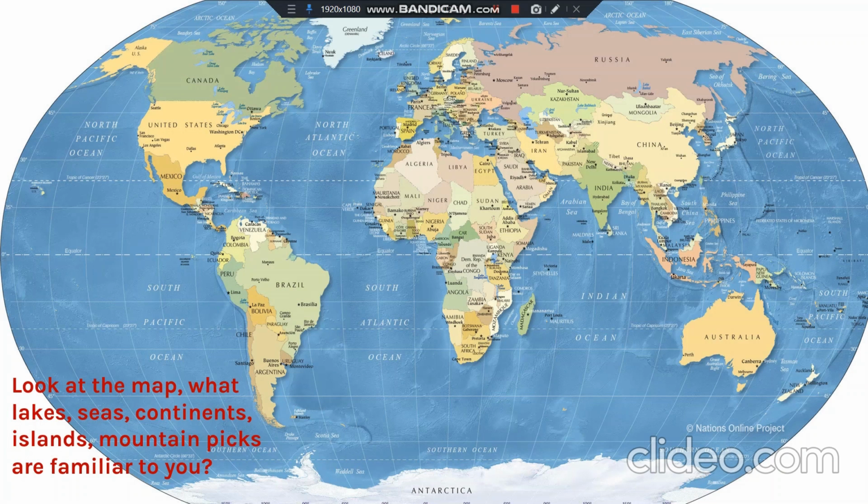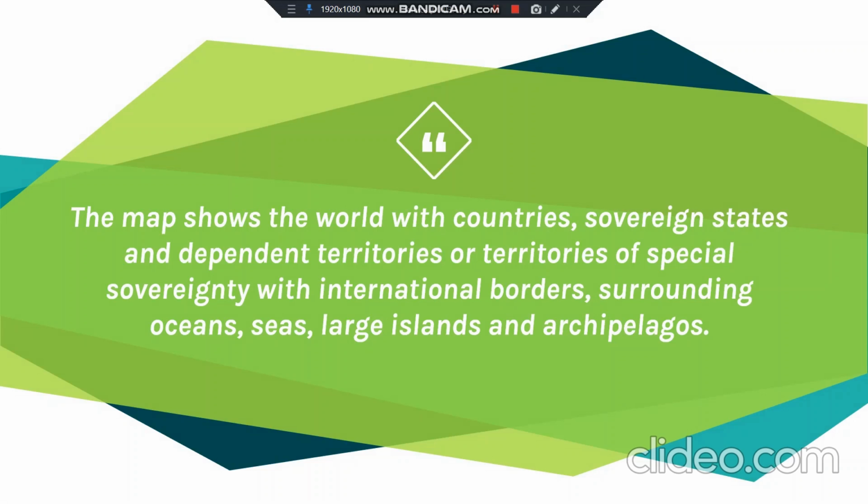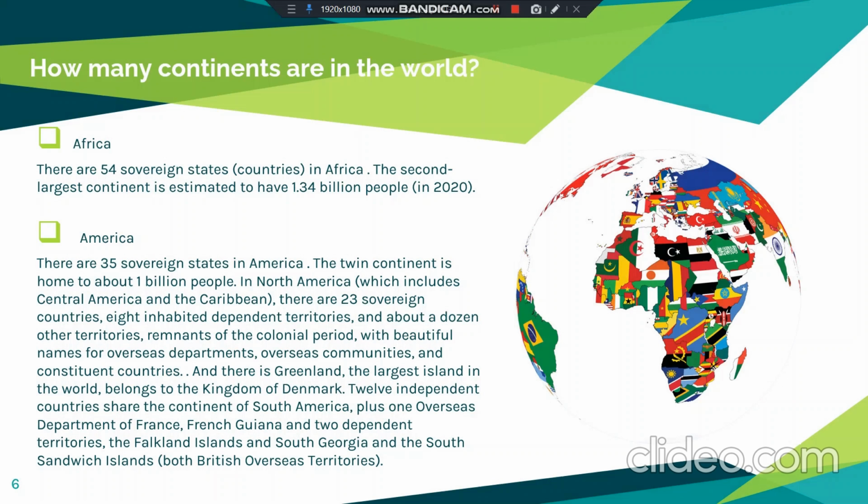Please look at the map and say what lakes, seas, continents, islands, mountain peaks are familiar to you. You have heard before. So the map shows the world with countries, sovereign states, and dependent territories or territories of special sovereignty with international borders surrounding oceans, seas, large islands, and archipelagos. How many continents are in the world?